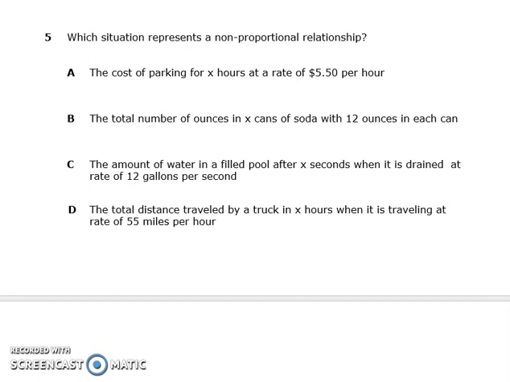Number 5. Which situation represents a non-proportional relationship? A. The cost of parking for x hours at a rate of $5.50 per hour. B. The total number of ounces in x cans of soda with 12 ounces in each can. C. The amount of water in a filled pool after x seconds when it is drained at a rate of 12 gallons per second. D. The total distance traveled by a truck in x hours when it is traveling at a rate of 55 miles per hour.